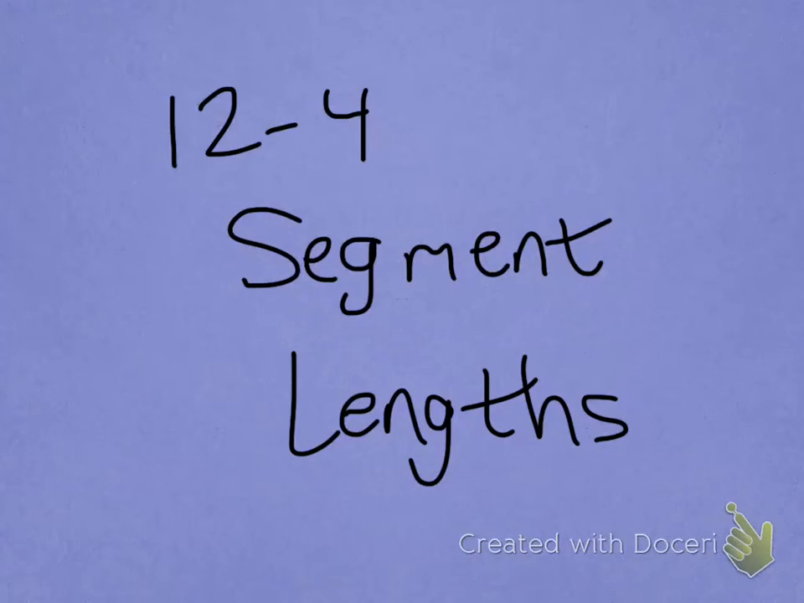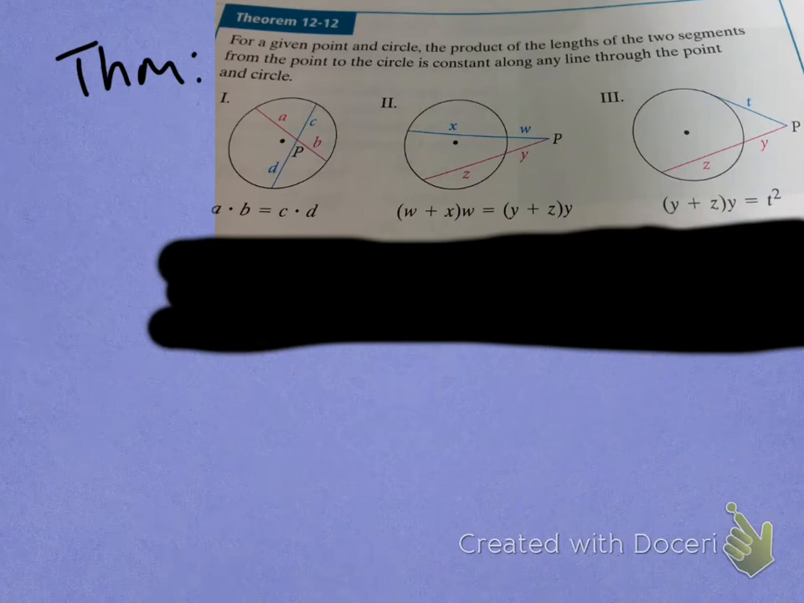Alright, so we are finishing up 12-4 today, talking about segment lengths, dealing with circles, right? So chapter 12 is on circles, so we're talking about segment lengths specifically. Now, there's a theorem. This is a three-pronged theorem. It says for a given point and circle, the product of the lengths of the two segments from the point to the circle is constant along any line through the point and circle.